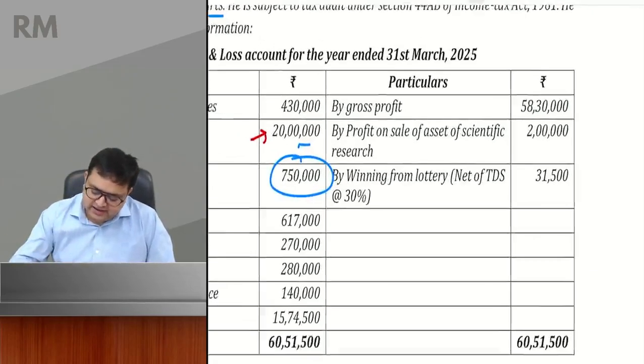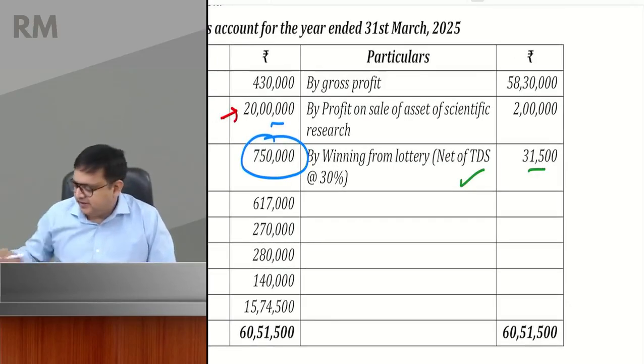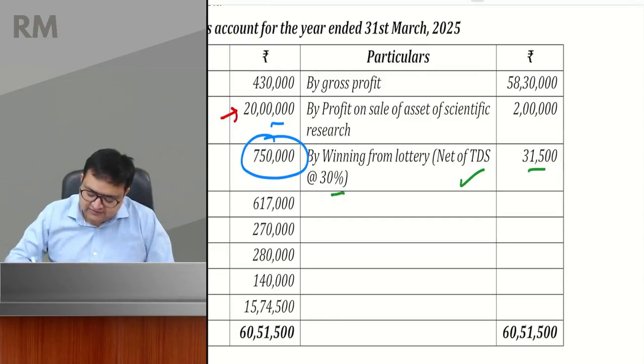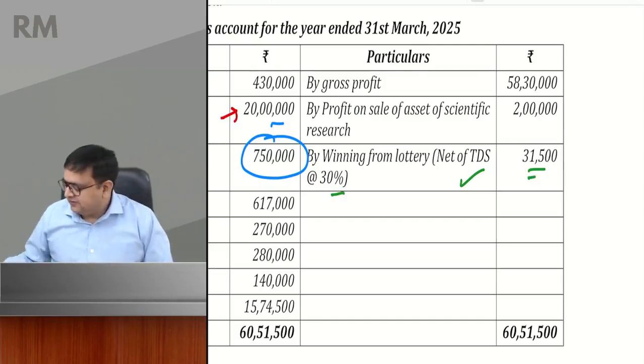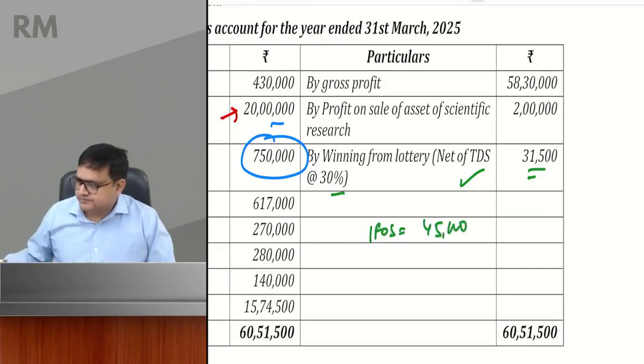IFOS income, he has this lottery income. And how much will you take in lottery? Please tell me. This is after TDS at 30%, so it is 31,500 divided by 70%. So I believe that in IFOS, you will take 45,000. Correct.